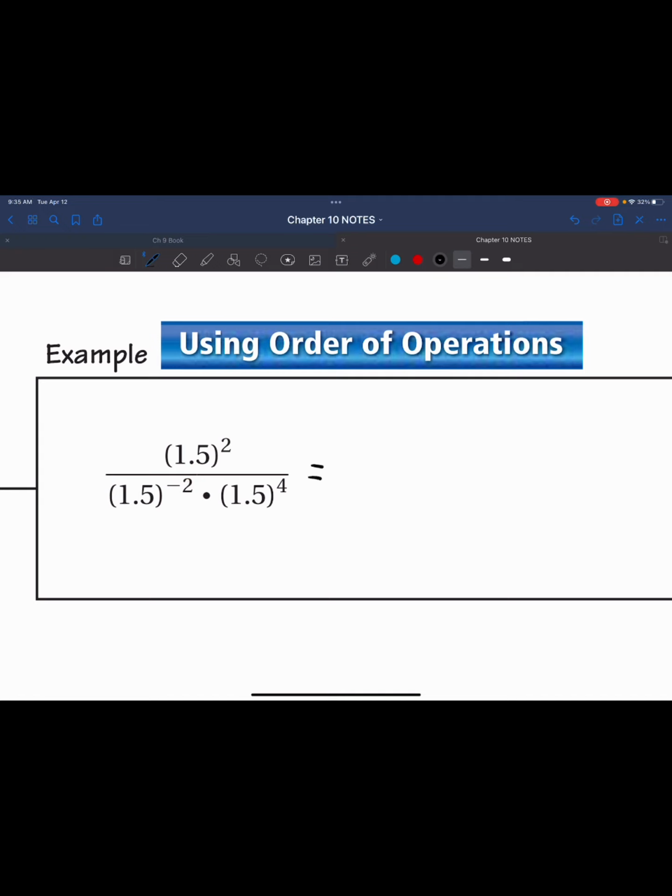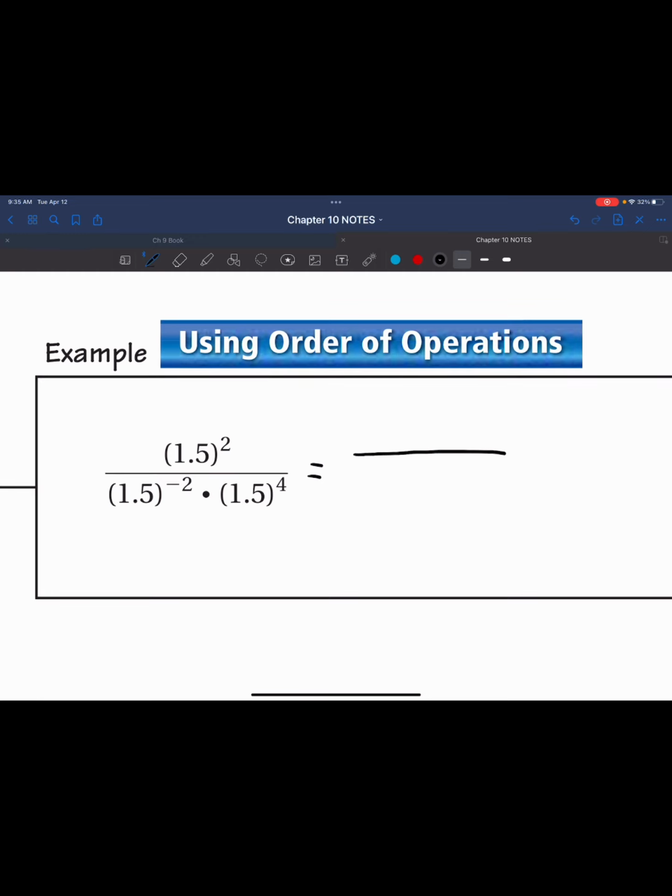So what I mean by that is this. I have 1.5 squared on the top. That means the top is just going to be 1.5 times 1.5. Now on the bottom, I've got 1.5 to the negative second. So make that into your little fraction. So I've got 1 over 1.5 times 1.5. All of that, then I'm going to times it by 1.5 times 1.5 times 1.5 times 1.5. Woofda. So basically all I've done is spread it out like jam.